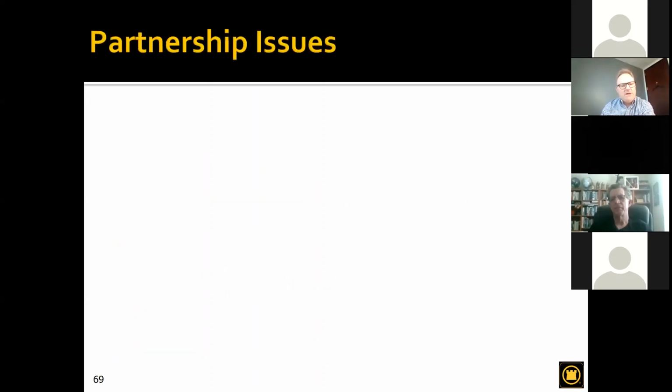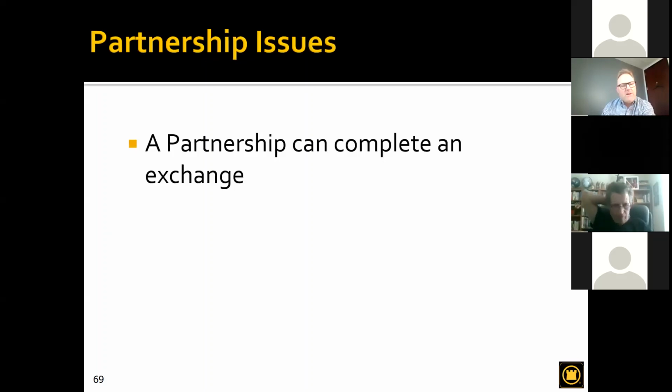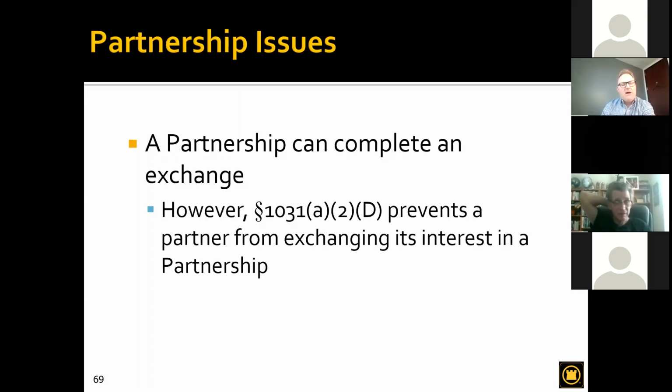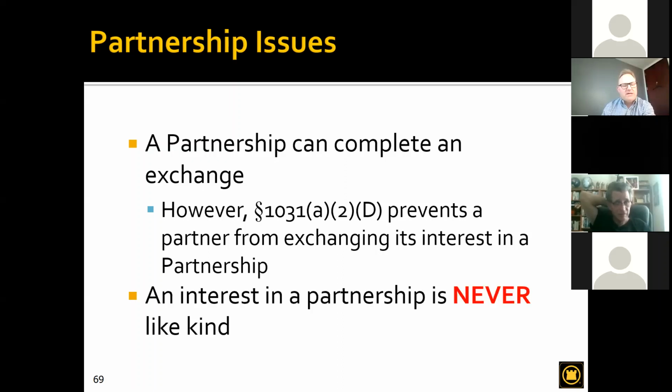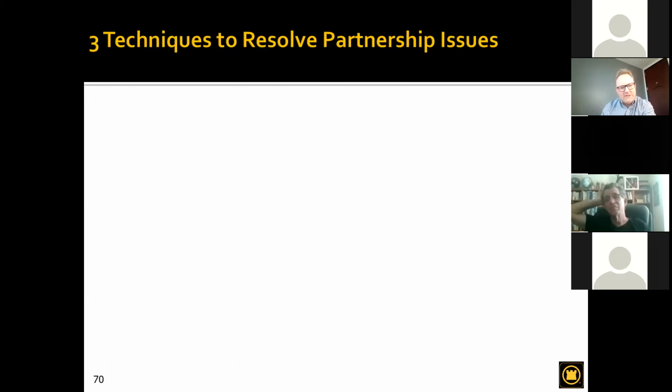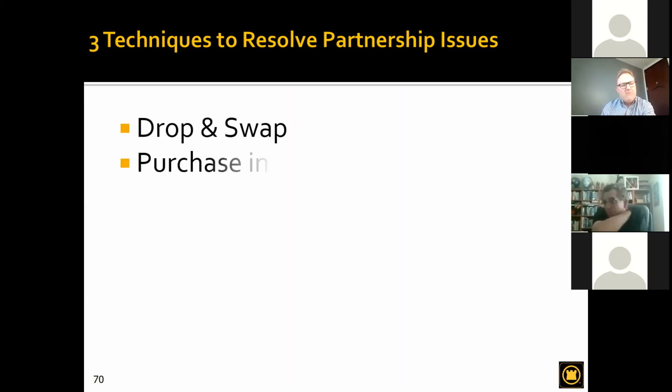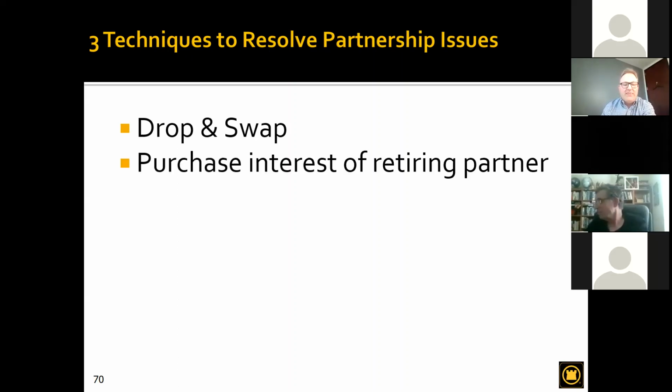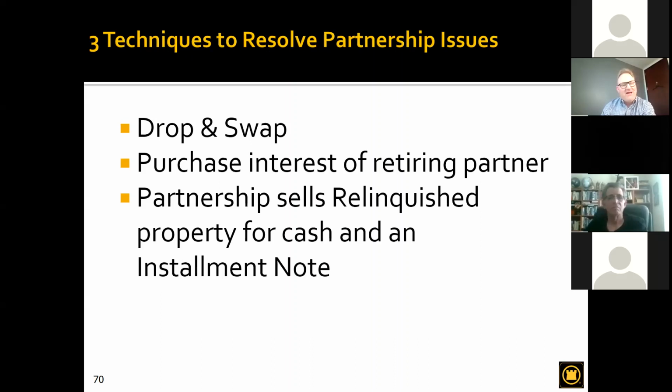Okay, so finishing up here with partnership issues. A partnership can complete an exchange. Any tax entity can do a 1031 transaction, but we can't do partnership interests, as we discussed under the excluded property. So, 3 techniques to resolve partnership issues. The first is what's known as a drop and swap. The second would be to purchase the interest of a retiring partner. And the third is the partnership sells the relinquished property for cash and an installment note.